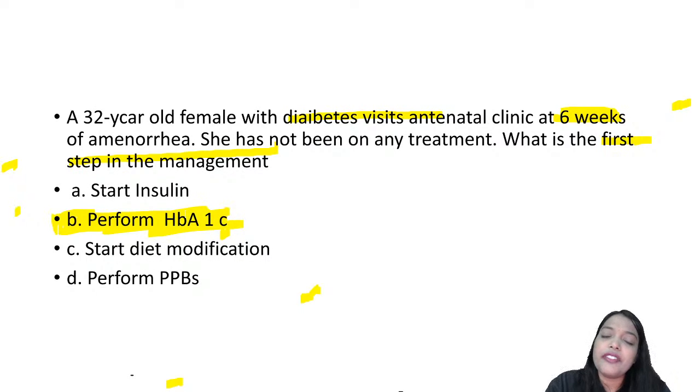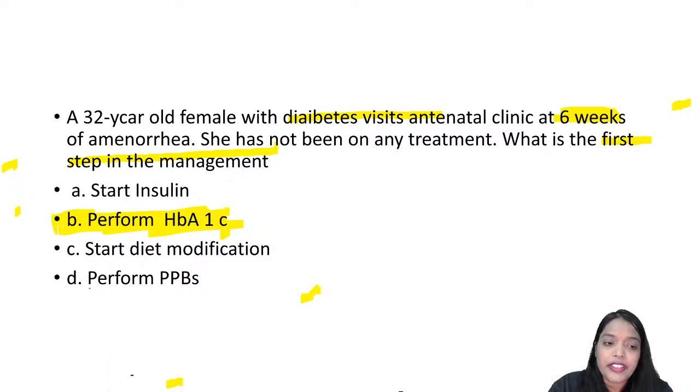Because HbA1c will give me her glycemic control for the past 3 months, and if there was uncontrolled hyperglycemia, the patient has free radical injury and can cause teratogenesis. So it can tell me the status of teratogenic effects in patients with overt diabetes, right?